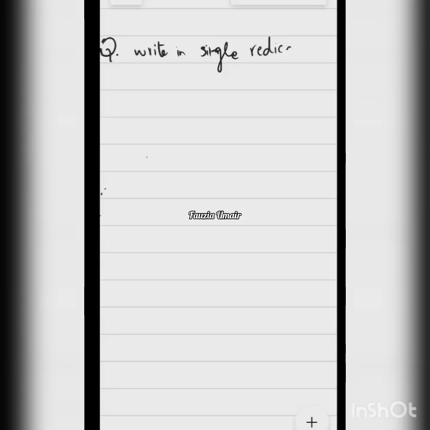This is one thing we need to do, that we need to write them in a single radical. And the second thing is we need to simplify also. First, if there are two or more radicals, we have to write them in one radical form, and then we have to simplify it also, using the properties of radicals. These are the two tasks. And they told us to use the laws or rules of radicals. Which rules have to be used? The product and the quotient rule.